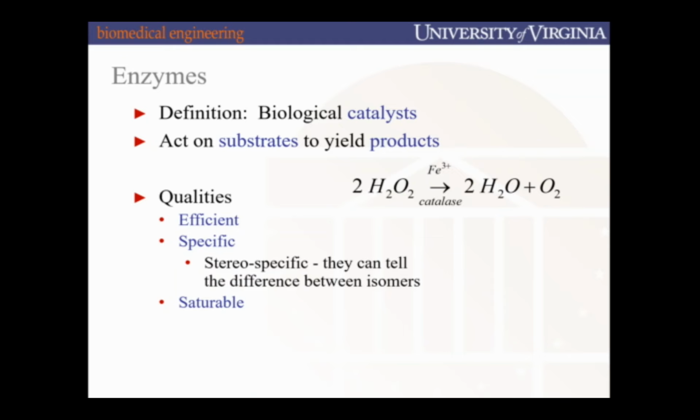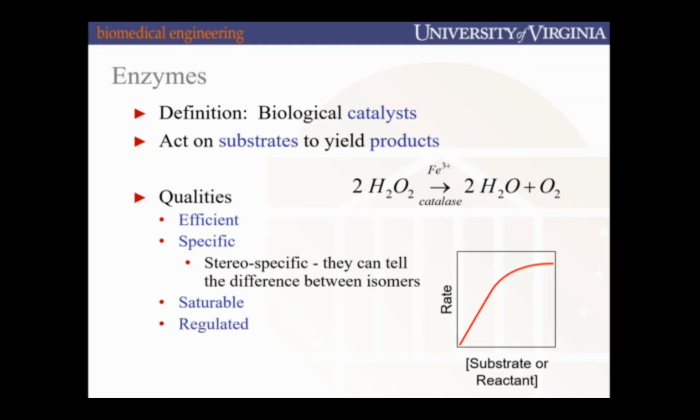Another property of enzymes is that they're saturable. I'll illustrate this point on the right-hand side. In this plot, the rate of chemical reaction is on the y-axis, and the concentration of substrates is on the x-axis. As you can see in this example, the rate of reaction increases with increasing substrate concentration, but when you get up to a certain concentration of substrate, the reaction rate levels off in a plateau. This is because the enzyme is saturated. It can't bind reactants and convert them to products any faster.